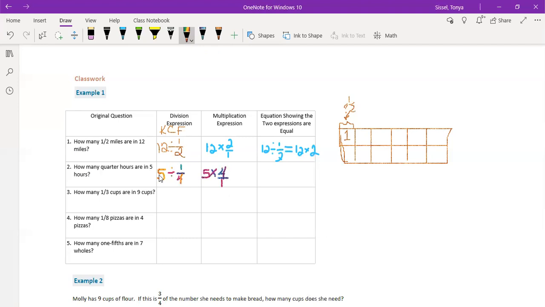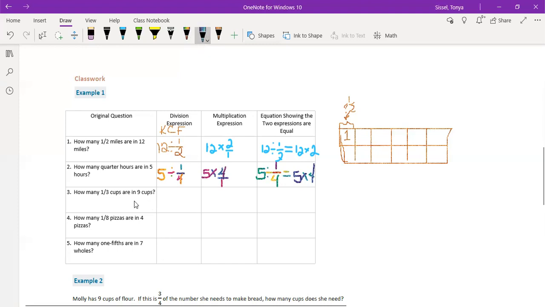Now we just take the two expressions and stick an equal sign. 12. I'm a doofus. I'm not paying attention. Copying what's above it. Try it again. Let's try 5 divided by 1/4 equals 5 times 4. It's looking kind of easy, right? Let's try another one.